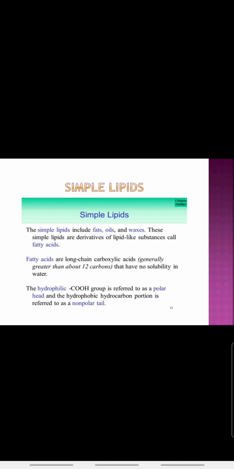Derived lipids result from the simple lipids and the compound lipids upon the process of hydrolysis. When we say hydrolysis, this is a process in which water splits, or the breaking down by water. So that is the process of hydrolysis. When hydrolysis is applied to simple and compound lipids, the result is called derived lipids.